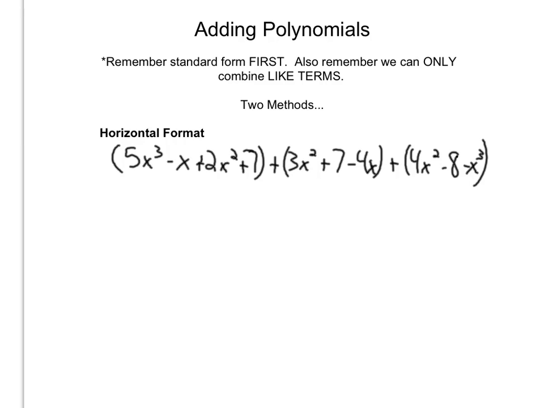Okay, so now we are going to add polynomials. Remember that we have to put them in standard form first, and we can only combine like terms. So two methods. We've got horizontal format first, which means we're going to leave it looking like this and just combine all the like terms.